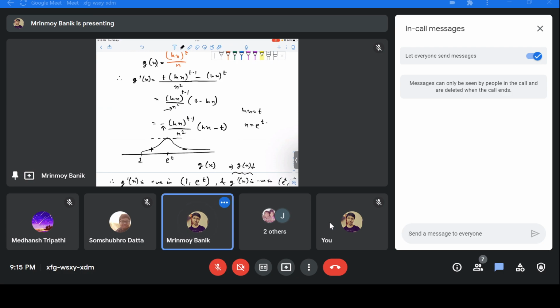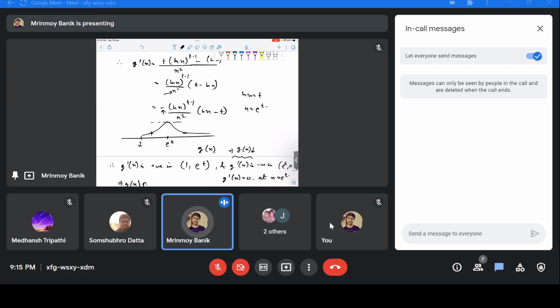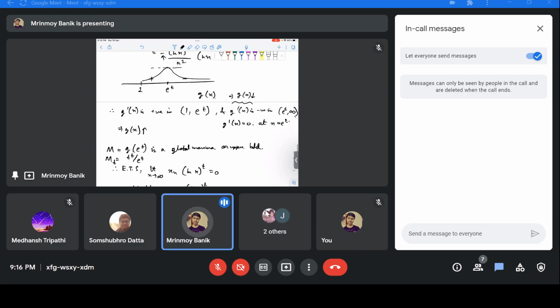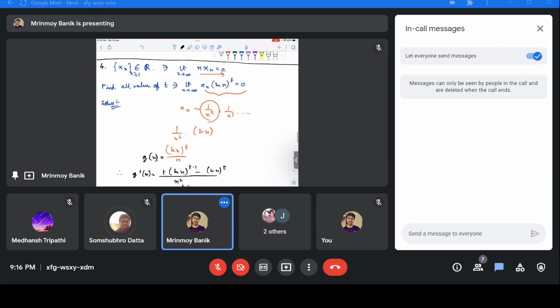Yeah, so e^t is well defined for all values of t. And anyway, we only have to show it for all real values of t. So that proves our claim that it is true for all values of t. So does that make sense? Any doubts?